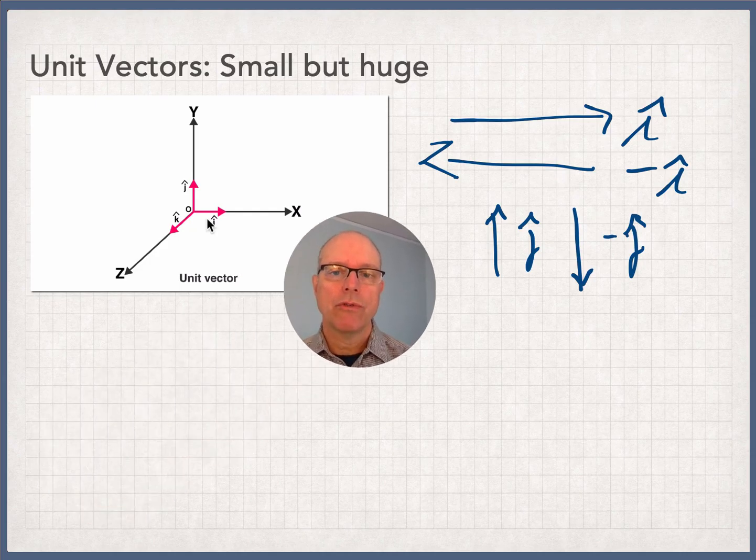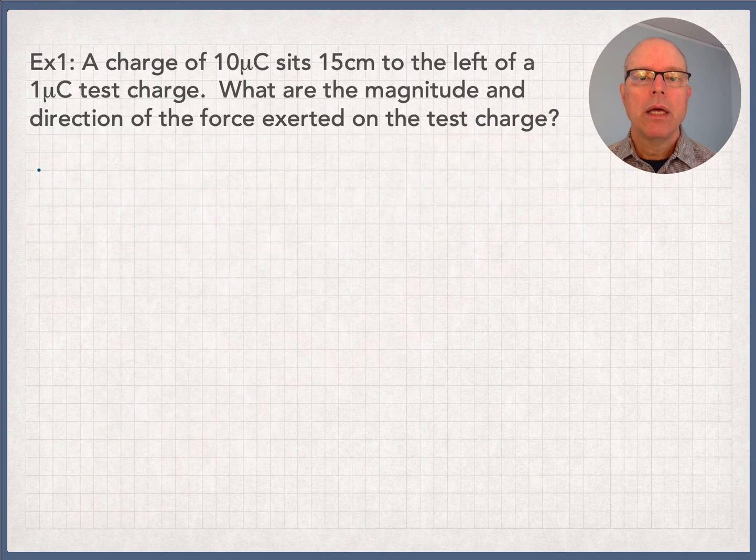Okay, so first problem, what we've got is a 10 microcoulomb charge sitting 15 centimeters to the left of a 1 microcoulomb test charge. So here's my advice. I really don't get bent out of shape about minus signs. I use them in a way that I think is appropriate. The big thing I always urge my students to do is do a simple diagram. I know this is a simple question, but do a simple diagram.